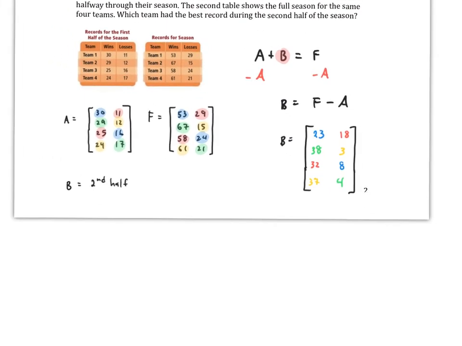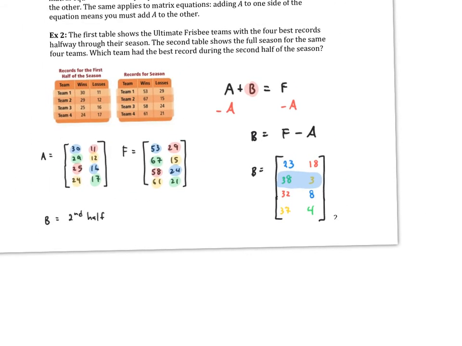So now the question is, which team had the best second season, or second half? So the top has the first one, 30-11. But notice this is 23-18. This is a 38-3, a 32-8, and a 37-4. So although Team 4 is down here to begin with, they're actually up higher. And we see that team number 2 has the best record, 38-3.